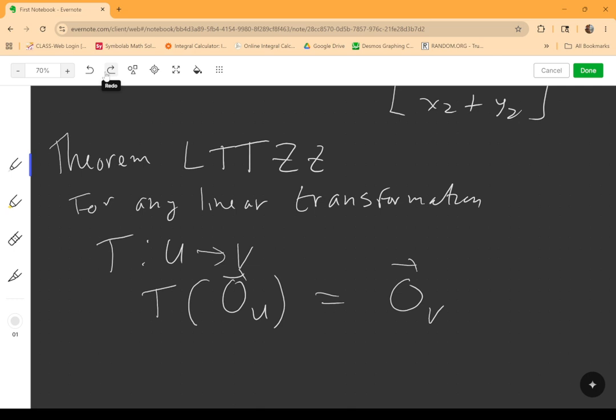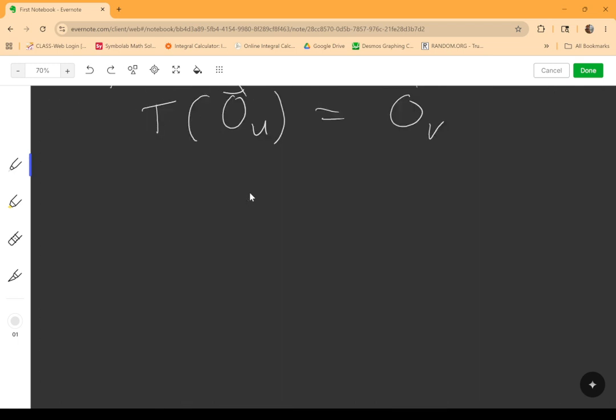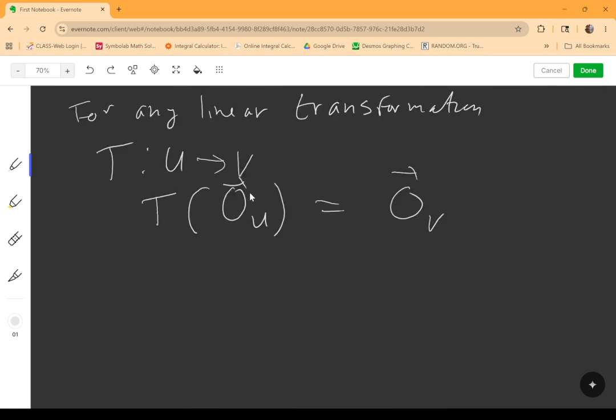So here, the zero vector is from the vector space U. Once the transformation is applied, and there's no more t, it's just the transformation of it, that vector is in the codomain, in this case, the vector space V. And we can prove this straightforwardly by just applying vector space properties and the properties of linear transformations.